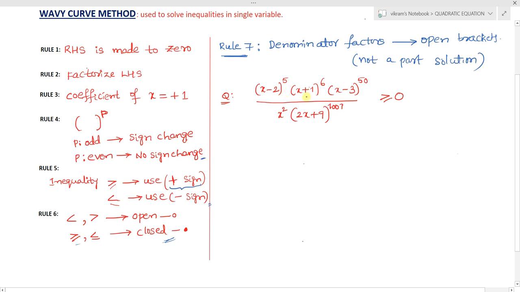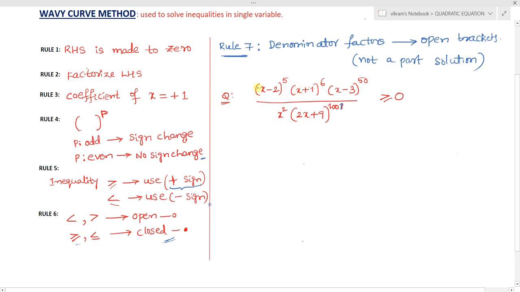(x minus 2) whole power 5, (x plus 1) whole power 6, (x minus 3) whole power 50, x square, and (2x plus 9) whole power 1001, greater than or equals to 0. How to solve this inequality? Just, the numerator factors, RHS is 0 and everything is expressed in factors. LHS is factorized.